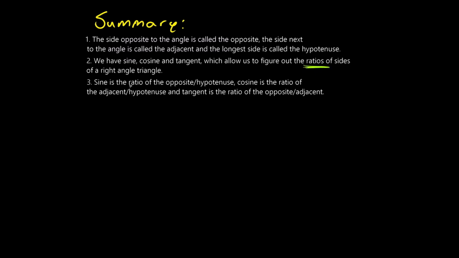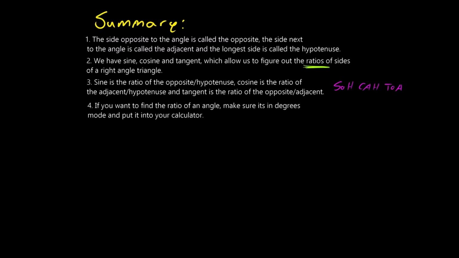Now, sine is the ratio of the opposite to the hypotenuse, cosine is the ratio of the adjacent to the hypotenuse, and tangent is the ratio of the opposite to the adjacent. Or, just remember, SOHCAHTOA. Alright, if you want to find a ratio of an angle, make sure it's in degrees mode, very important, and put it into your calculator.